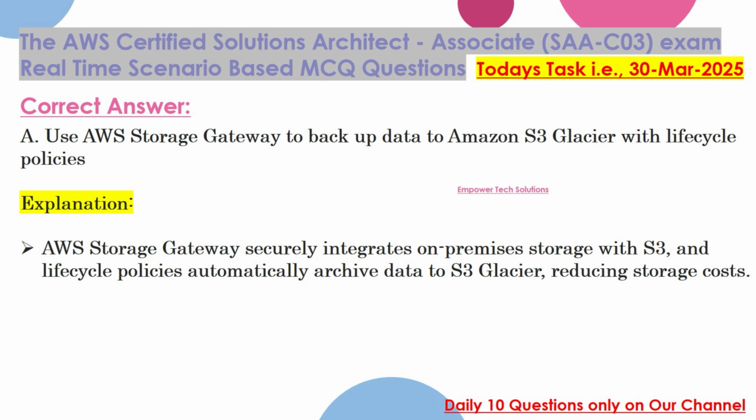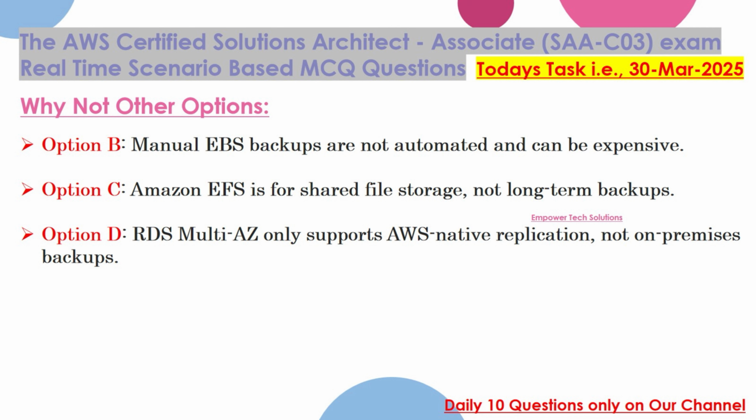Correct answer, A. Use AWS Storage Gateway to back up data to Amazon S3 Glacier with lifecycle policies. Explanation: AWS Storage Gateway securely integrates on-premises storage with S3, and lifecycle policies automatically archive data to S3 Glacier, reducing storage costs. Why not other options?